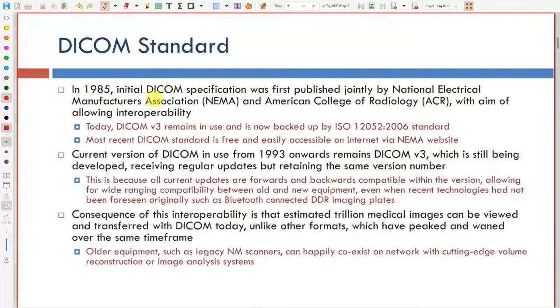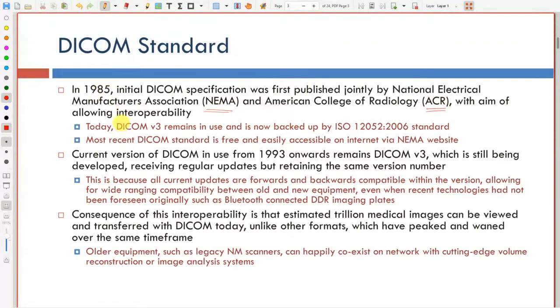And in 1985, the initial DICOM specification was first published jointly by the National Electrical Manufacturers Association, NEMA. You already saw some of the NEMA standards when you did your report about digital displays. There is also another one relevant to image displays, the ACR, the American College of Radiology. The first version was the ACR-NEMA DICOM format, introduced in 1985.